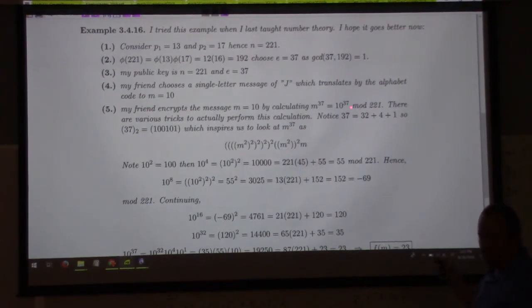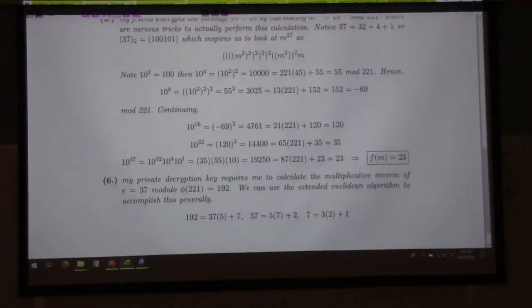Now that seems kind of hard, but you use a trick. You look at 37 and break it up into sums of powers of 2. This binary exponentiation trick makes the exponentiation easier. Anyway, you can look at how this is going on. That's just a trick for fast exponentiation. Bottom line is, after some calculation, the encrypted message is 23. Started with 10, we got to 23.